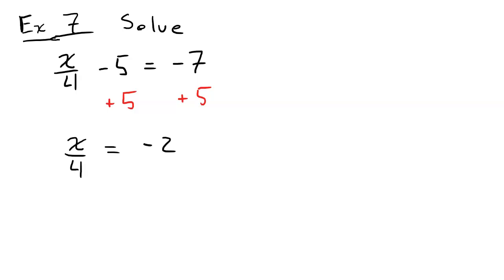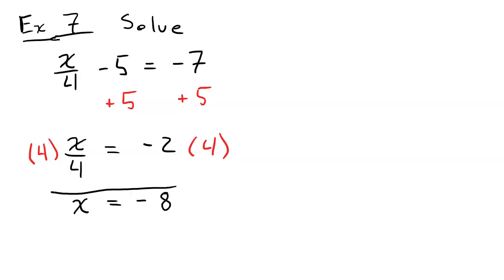Now we look at the coefficient of x and multiply both sides by the reciprocal. So since the coefficient of x is 1/4, we multiply both sides by 4. When we multiply both sides by 4, on the left-hand side we're just left with x, and on the right-hand side we find negative 8. So negative 8 is our solution.